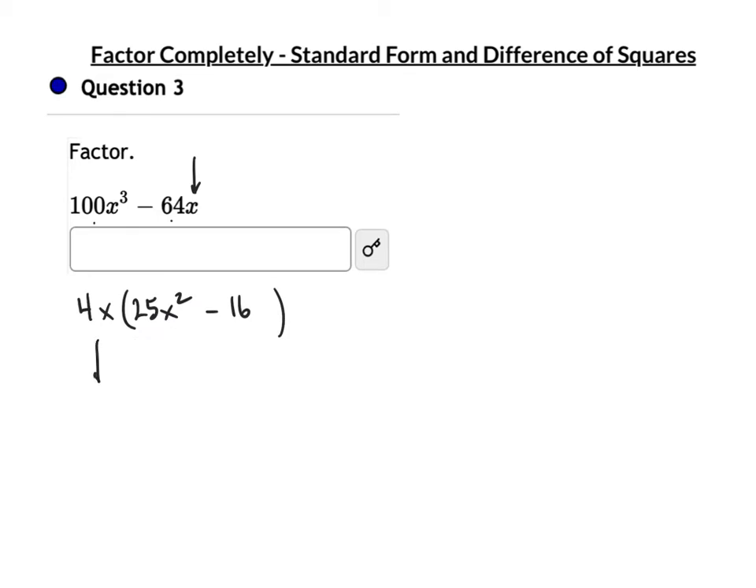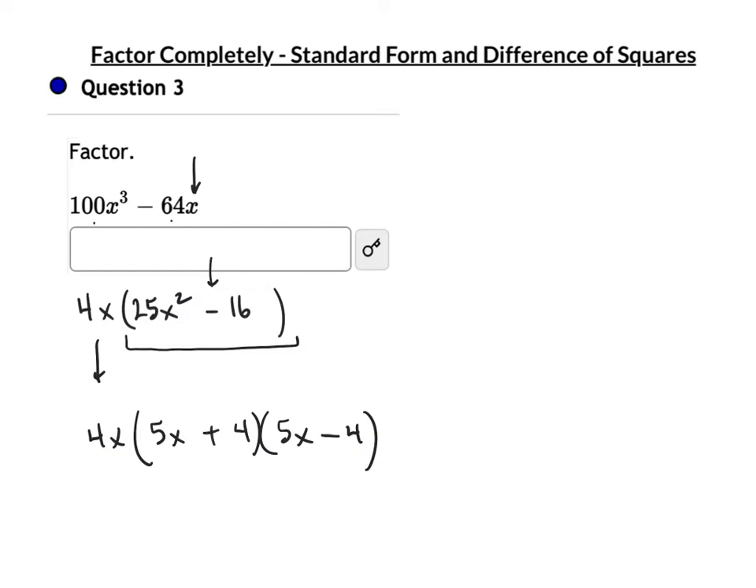Now we bring down the 4x as part of the answer. You need it. And this is two terms. It has subtraction. And both 25x squared and 16 are squares. It's a difference of squares. I know that 5x times 5x makes 25x squared. I know that 4 times 4 makes 16. And it's negative 16. It's got to be a positive 4 and a negative 4.